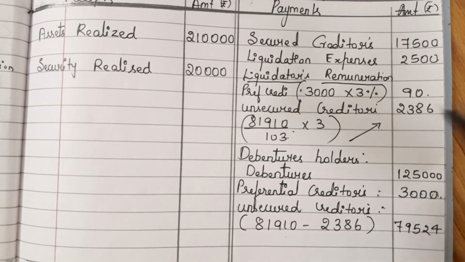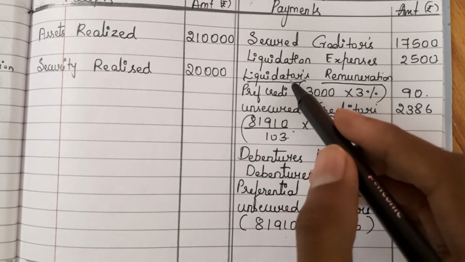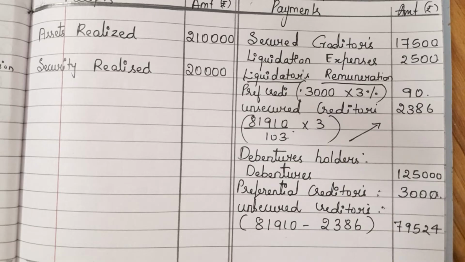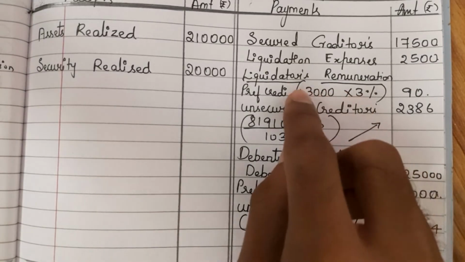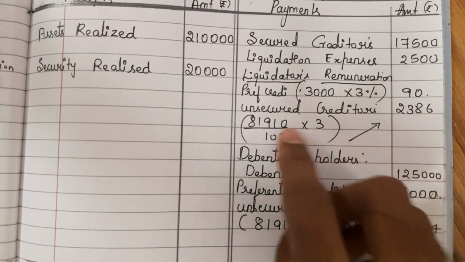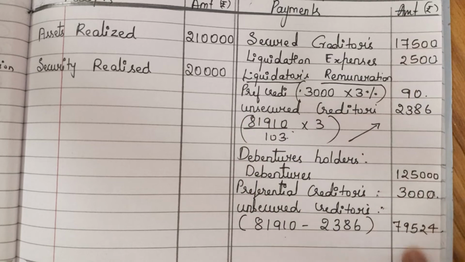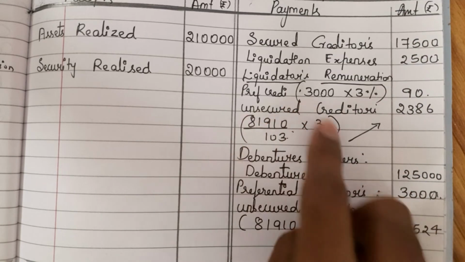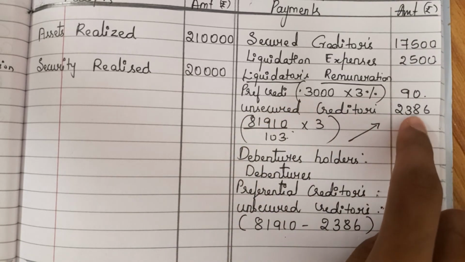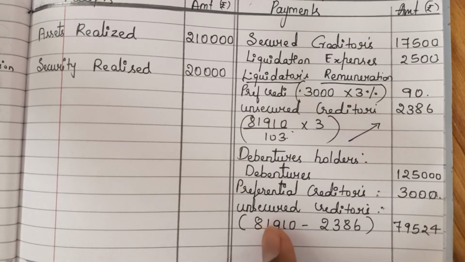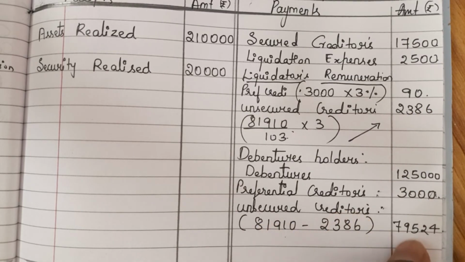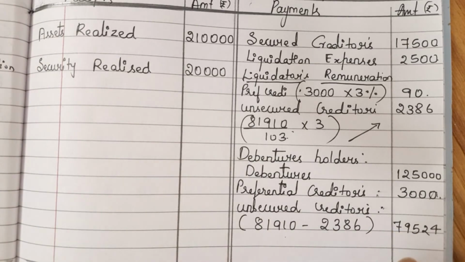Once again, I'm explaining it. So first, they have told us the liquidator remuneration is 3% on the unsecured creditors. Unsecured creditors means you should include both preference creditors as well as unsecured creditors. First, we have paid 3% on preference creditors, that is 3,000. Next, we are paying on 81,910 because this is the balance we are having in hand after paying all this. So based on that, we are using the formula and we are paying 2,386. That we are minusing from 81,910 rupees because we have paid it. So the remaining balance, that is 79,524, is what the unsecured creditors have received.